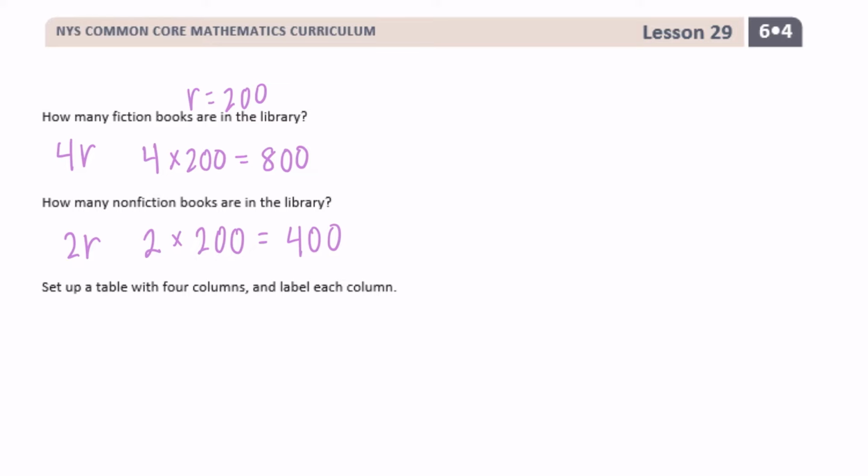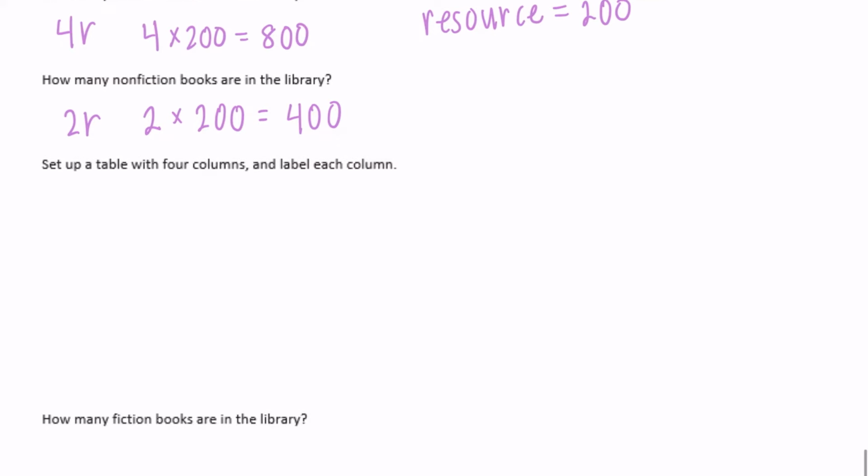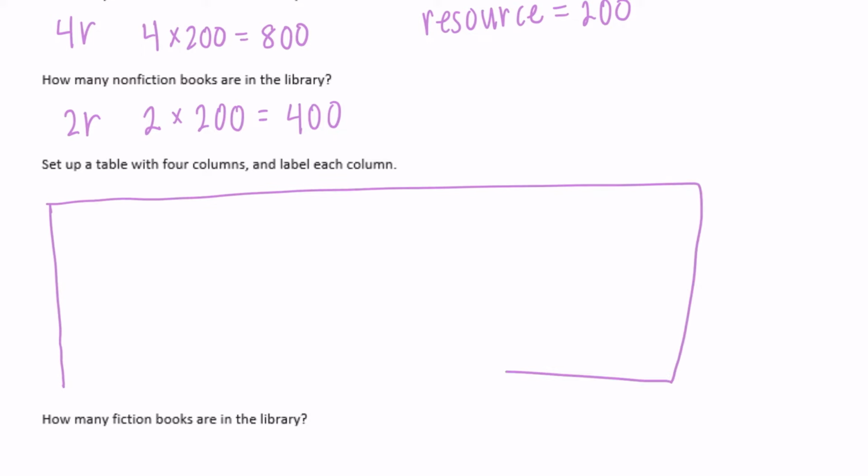And then the resource books, they didn't ask, but resource books was just R. So that would be 200 resource books. Set up a table with 4 columns and label each column. I think this part's more of a classwork part, but I'll still make up some sort of diagram. So 4 columns.